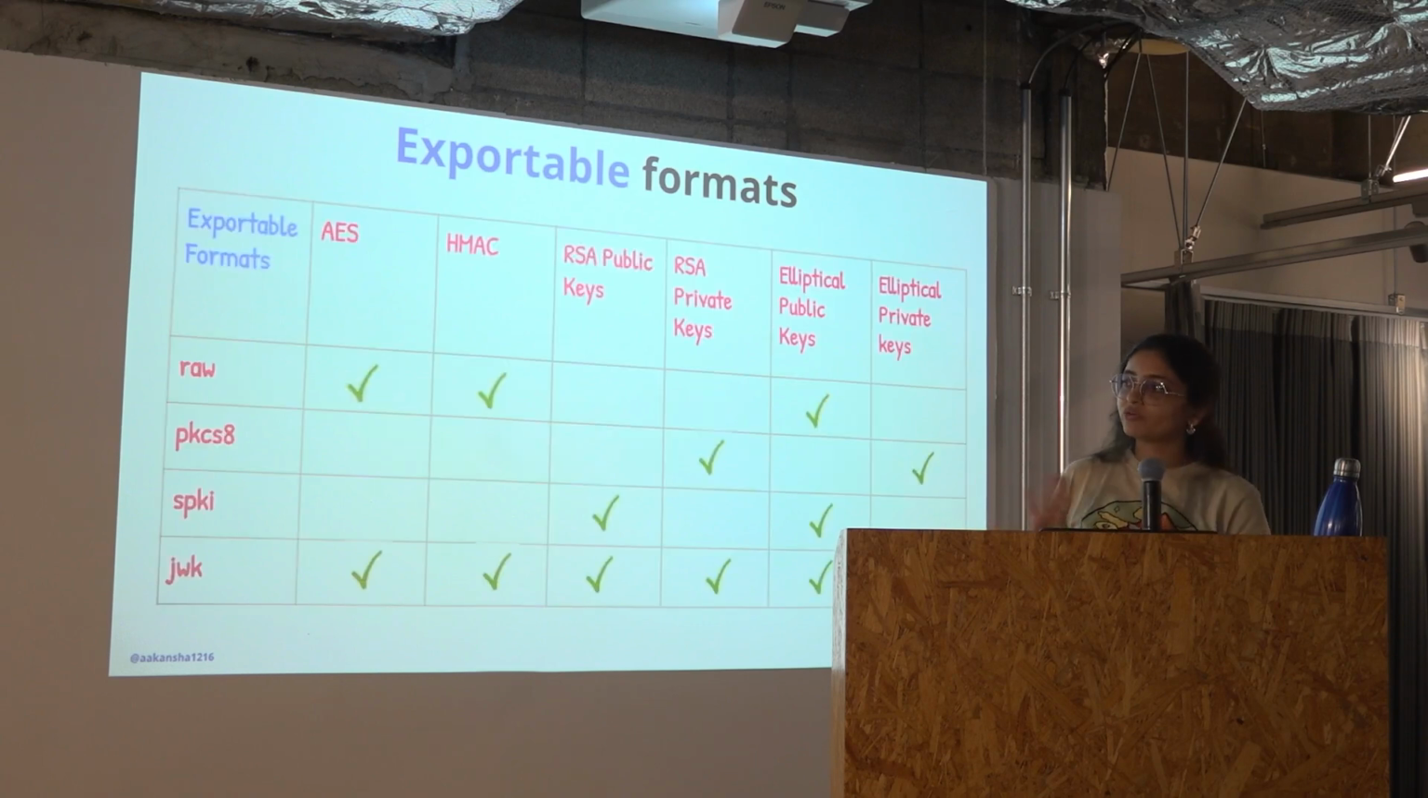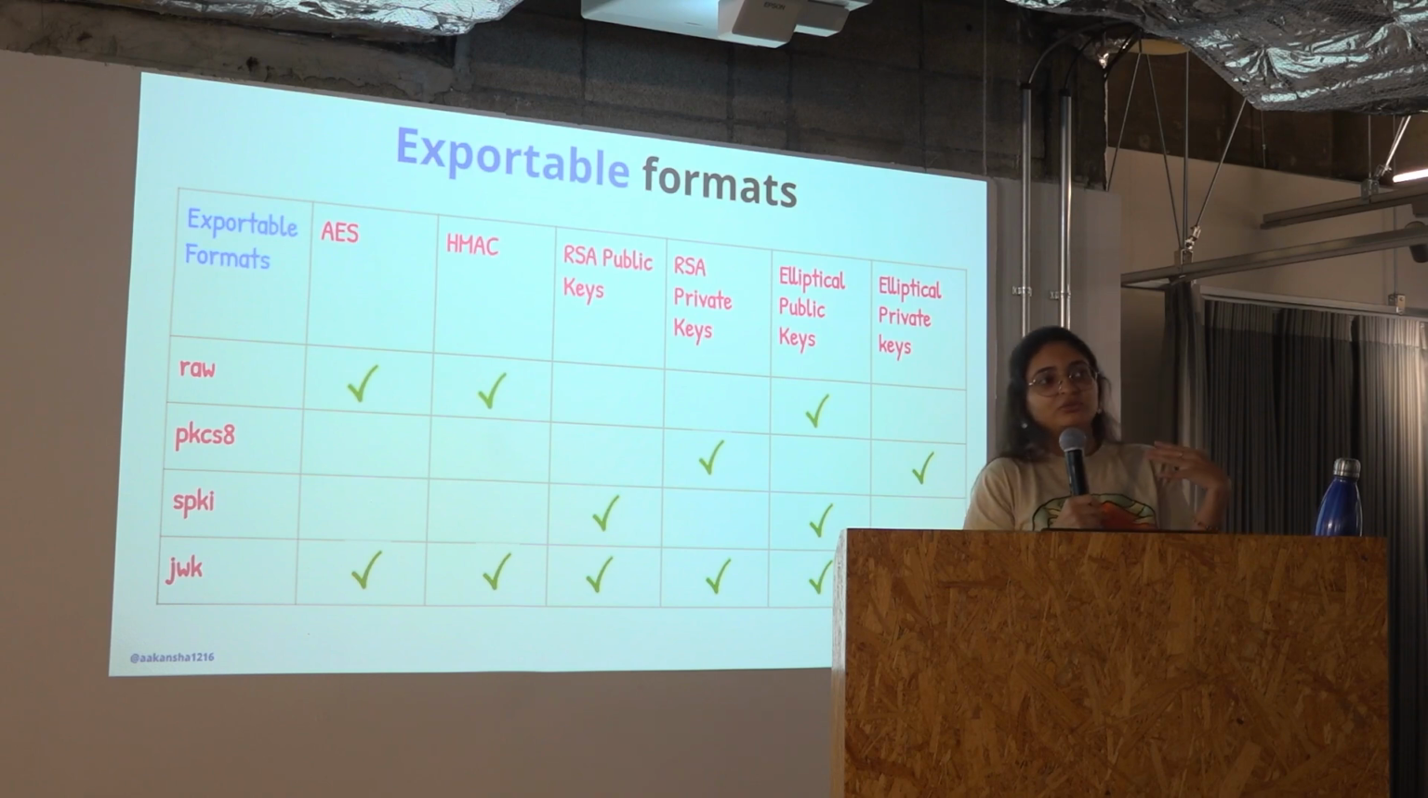So this is the quick overview of which format is supported for which algorithm. Raw format works for AES, HMAC, and elliptic curve public keys. PKCS8 works for RSA and elliptic curve private keys. SPKI works for RSA public and elliptic curve public keys, whereas JWK works for all. So JWK is something, if I change the algorithm tomorrow as well, I can still use the JWK because it is supported for all the algorithms.